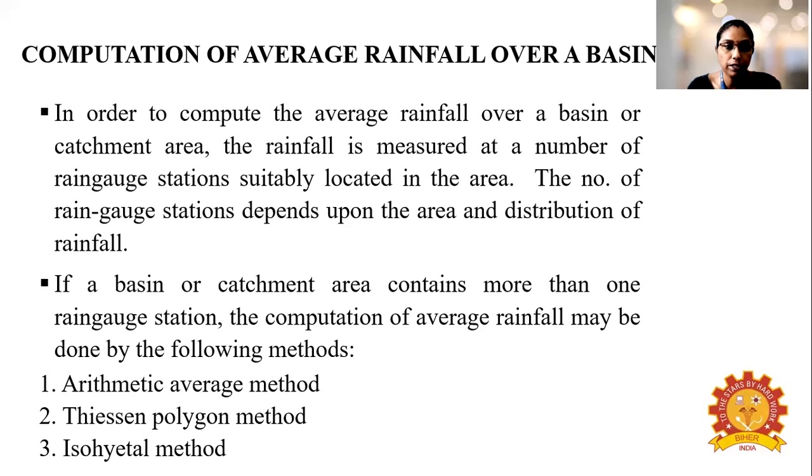So if it is more than one rain gauge station, then we can go by the following methods. That is, the first method is the arithmetic average method, the second one is the Thiessen-Polygon method, and the third one is the isohyetal method. We can see all these methods one by one. So in all the methods, we use a separate empirical formula to calculate the average rainfall over an area.